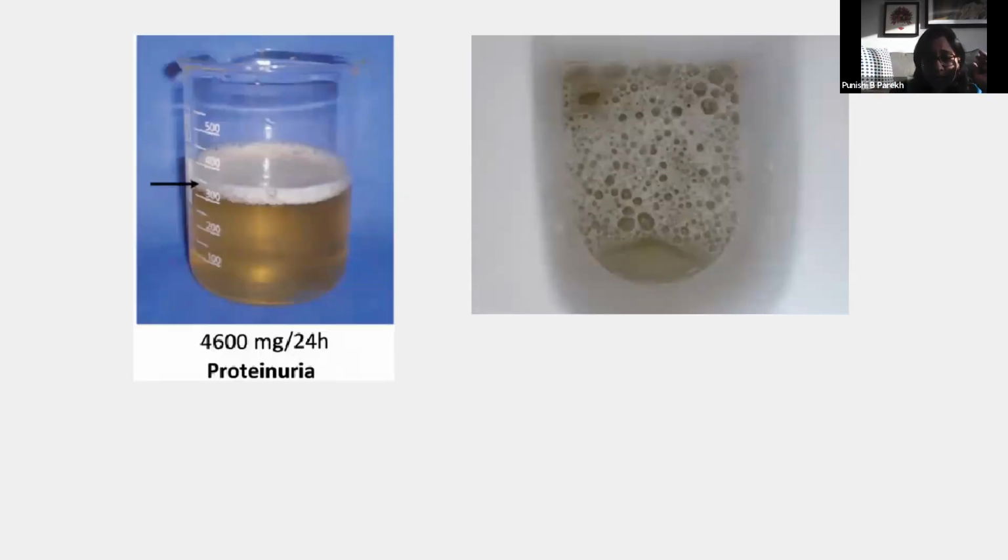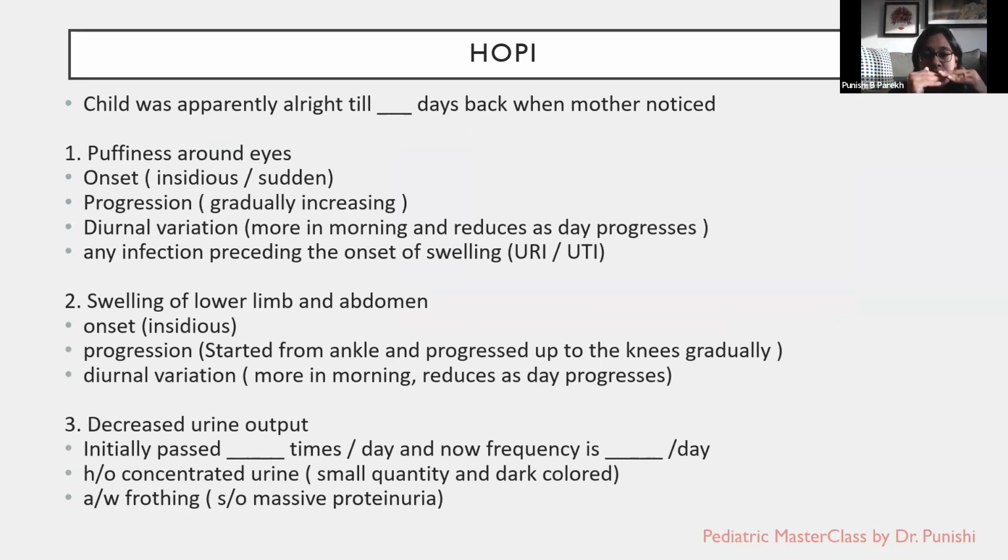Look at the amount of frothing that you can see at the top, and this is when the child has just passed urine. This is not what normal urine looks like. So frothing suggests massive proteinuria, and concentrated urine will be small quantity and dark colored, along with decreased urine output. These are the set of questions you need to ask in detail about your chief complaints to get your history of presenting illness. Here my complaints were puffiness around the eyes, swelling of the lower limb and abdomen, and decreased urine output.